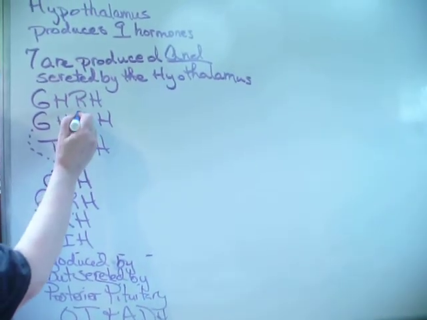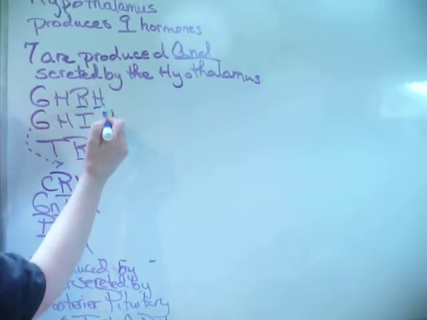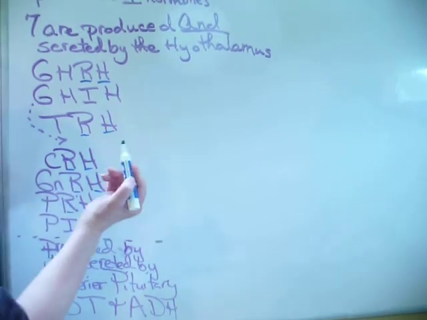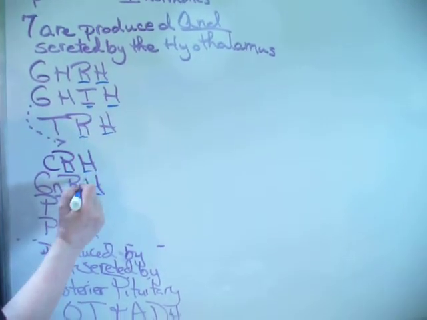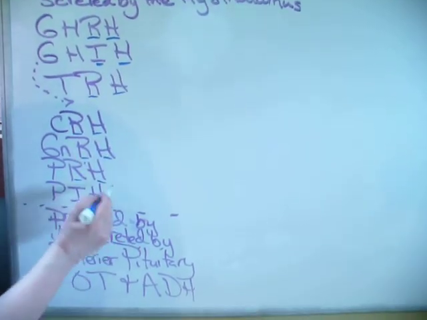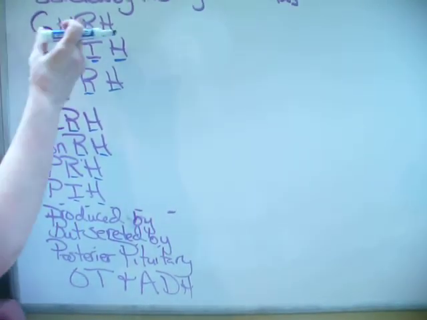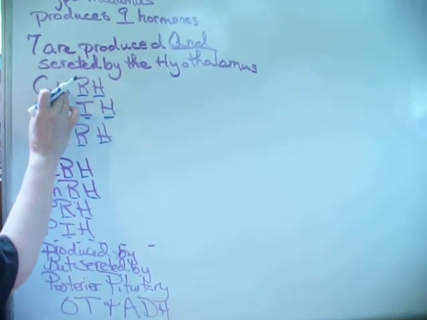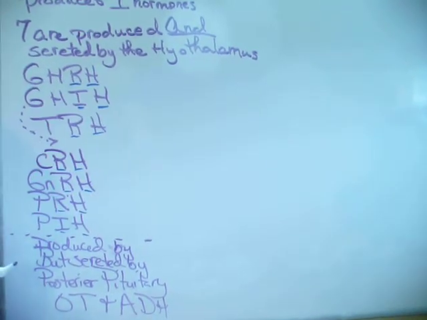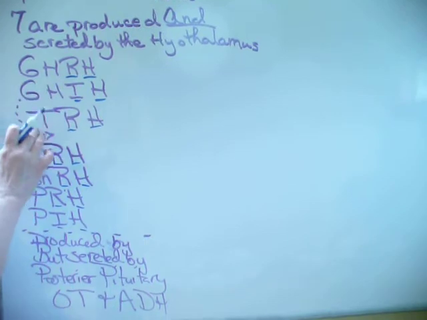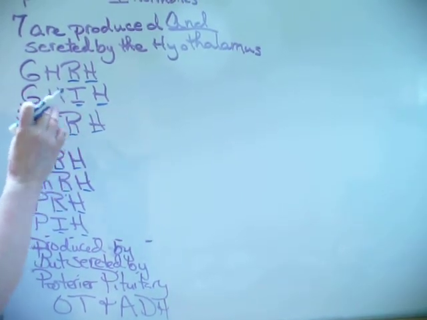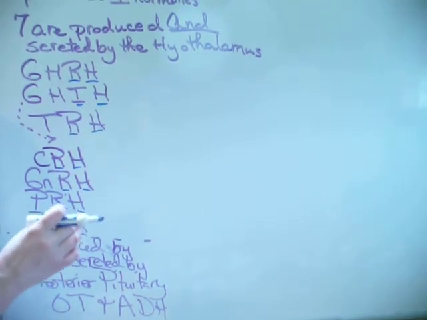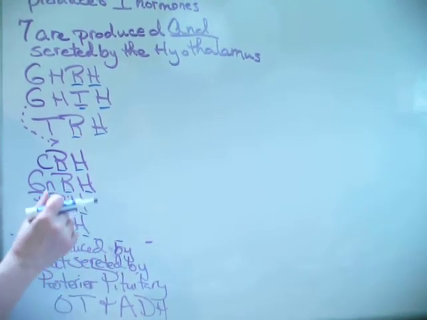You either see an RH or an IH when they're abbreviated, okay? And some of them are paired. So this is growth hormone releasing hormone. So growth hormone releasing hormone stimulates the anterior pituitary to produce and secrete growth hormone.